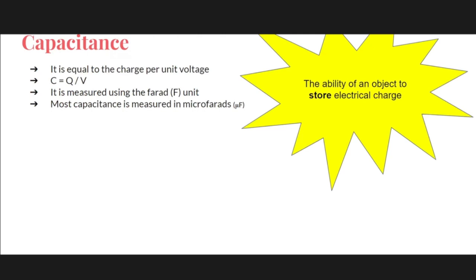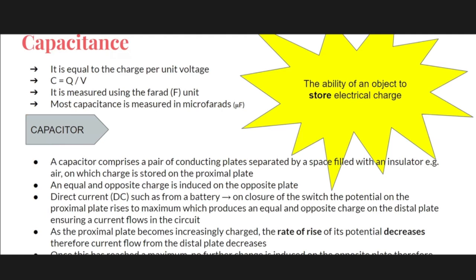So capacitance itself as a concept is equal to the charge per unit voltage. So capacitance equals charge divided by voltage. It's measured using farads, but most are measured in microfarads. A capacitor would be an object that is able to store electrical charge. As we said, a defibrillator would contain a capacitor, which is able to then discharge electricity when you shock someone.